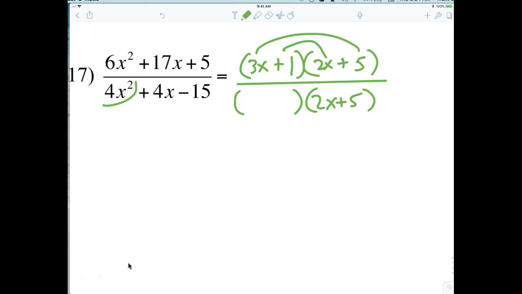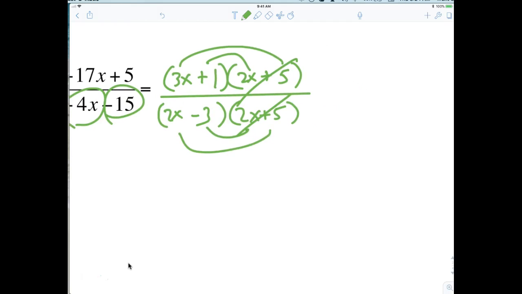And then I need 4x squared, so that has to be 2x. And I need a minus 15, so that's a negative 3. Now, I'm not saying that's right. I always want you to check. Negative 6, positive 10 makes positive 4. So we are correct. The 2x plus 5's go away. Final answer: 3x plus 1 over 2x minus 3.